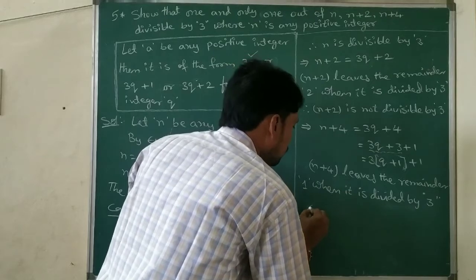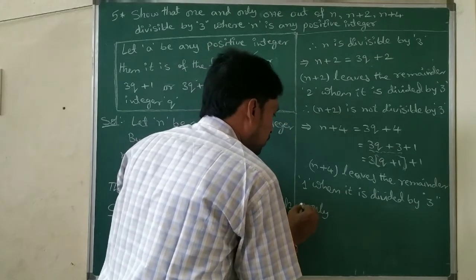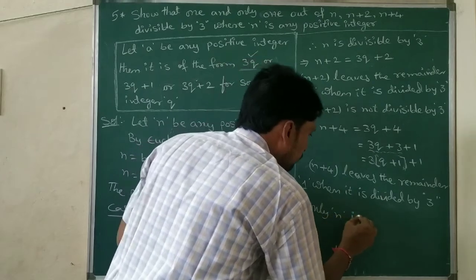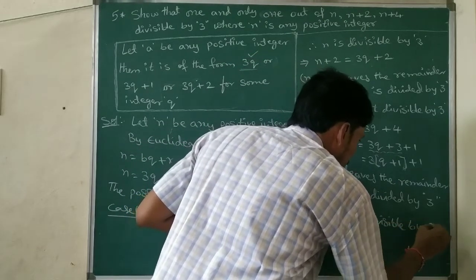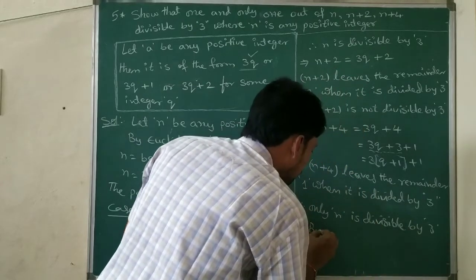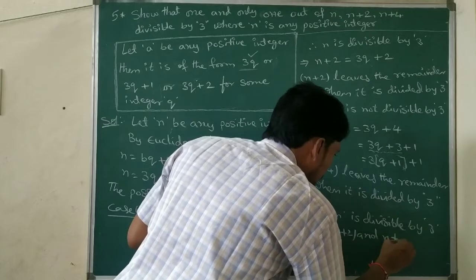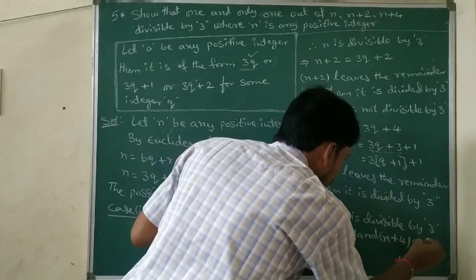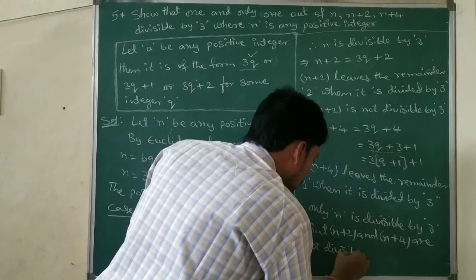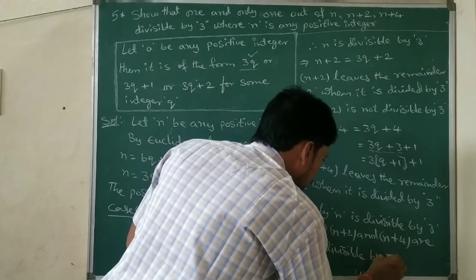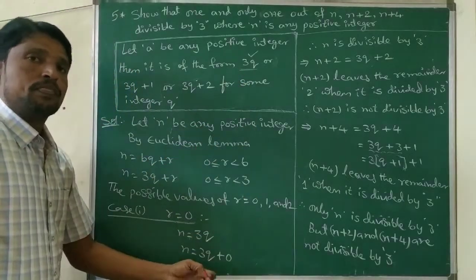Therefore, only n is divisible by 3, but n plus 2 and n plus 4 are not divisible by 3. Here this is total case number 1 only.